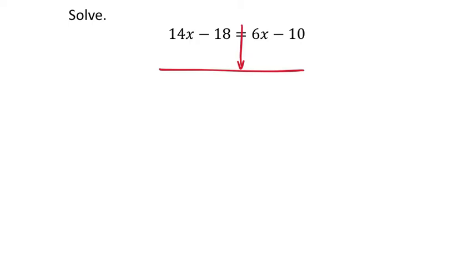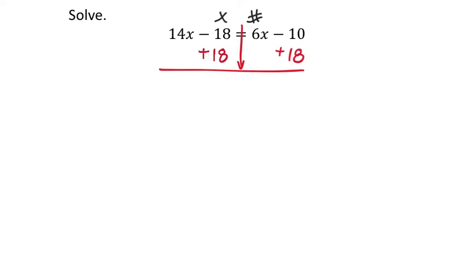But what I will do is I will at least say I just want my x's on the left side of the equal sign, and I want my constants, or numbers, on the right side of the equal sign. So I'm going to go through each term and determine if it's on the correct side. If it's not, I have to zero it out. The 14x is an x term. It's on the x side of the line, so I'm not going to do anything with it. The negative 18 is not an x term, so I need to zero that out by adding 18 to both sides.